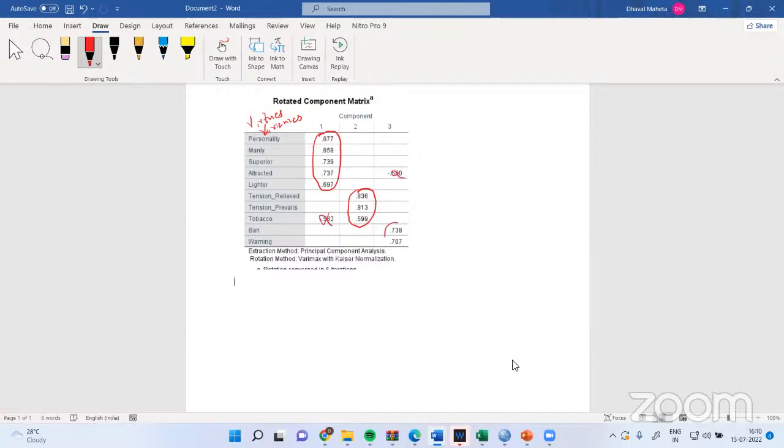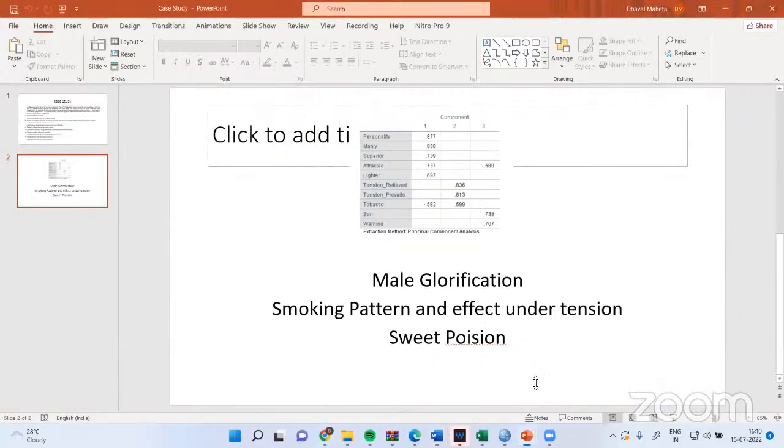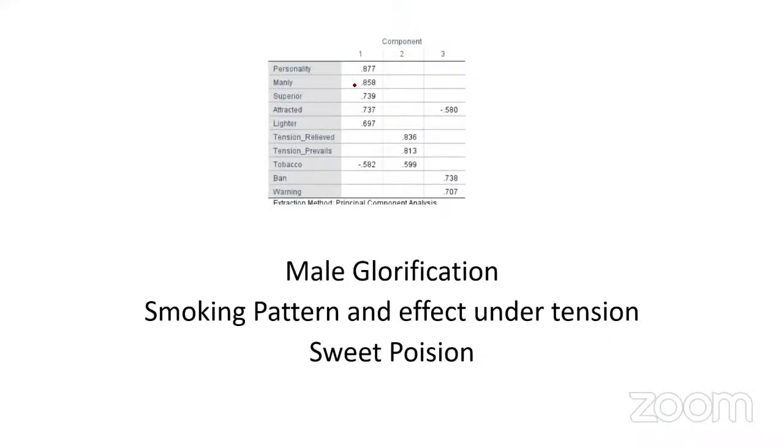Now we talk about the third group. So the respondents' opinions are grouped into 1, 2, and 3. Ten students are now clubbed into group 1, group 2, and group 3. Now the time comes to decide the names of these groups. You can say the first group is male glorification: personality, manly, superior, attractive. The second talks about smoking effect and smoking pattern, when people smoke and the effect under tension. And the third name we can give is sweet poison.